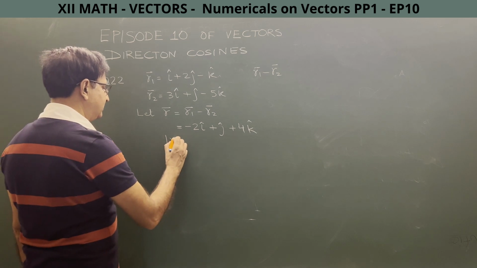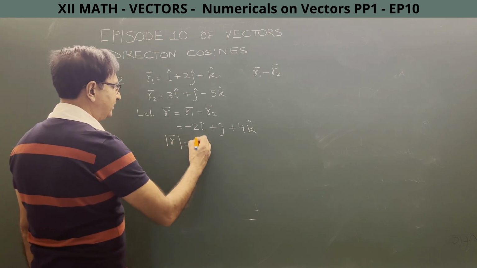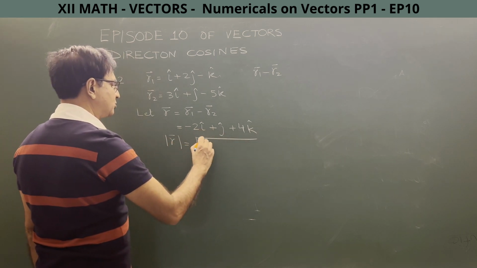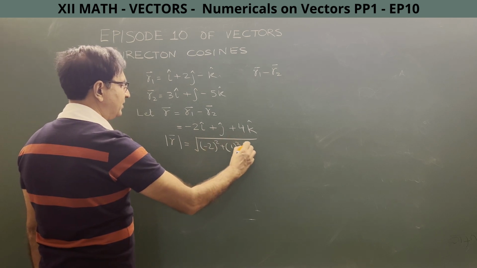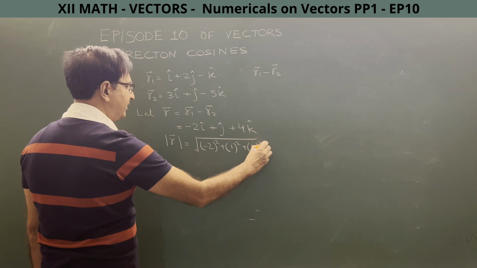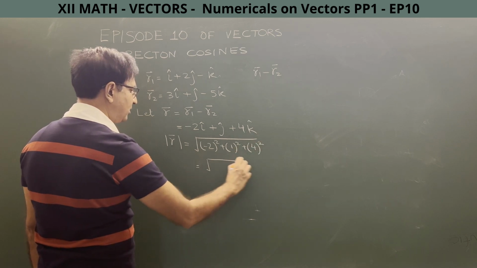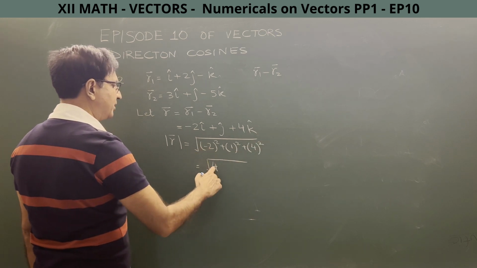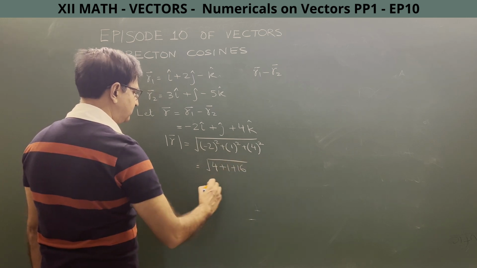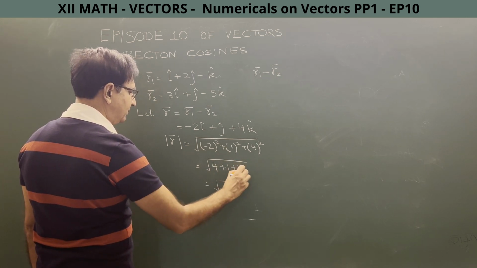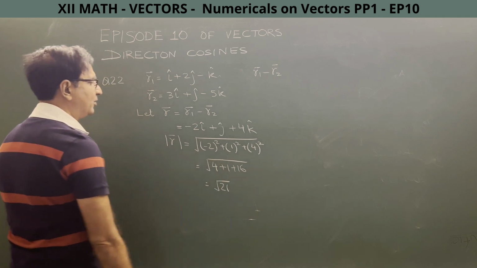Now you find the magnitude of this vector. What will it be? You have to take the squares of the coefficients of i, j and k. So what is that? Minus 2 whole square is 4, plus 1 plus 16, and that's root 21.